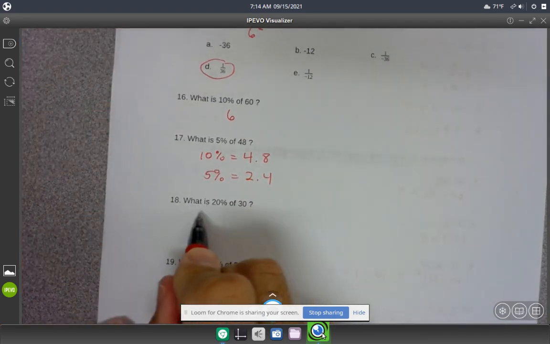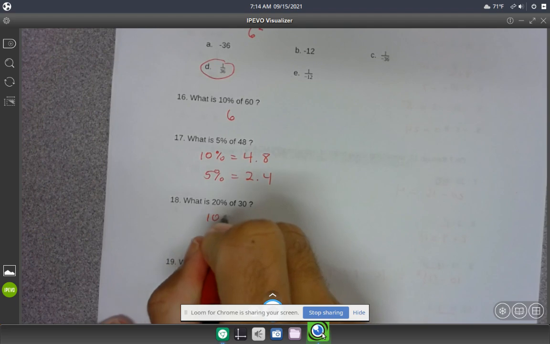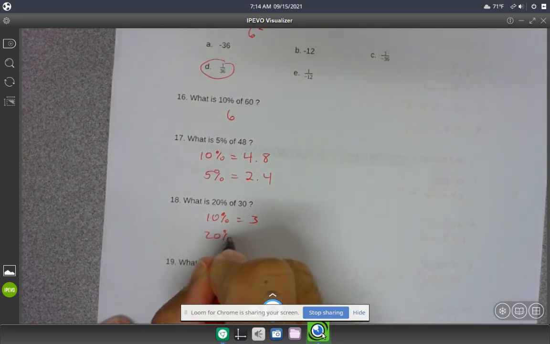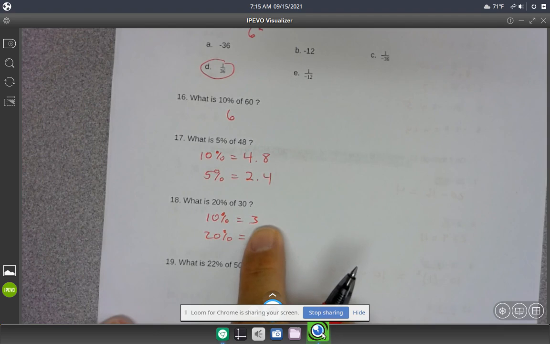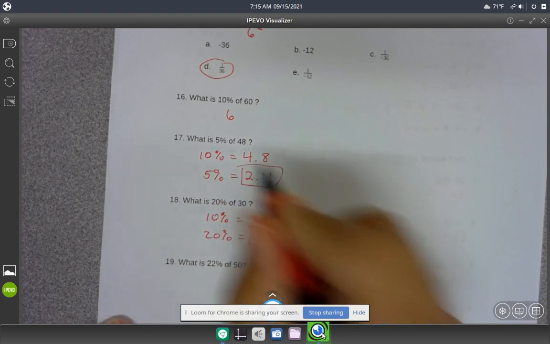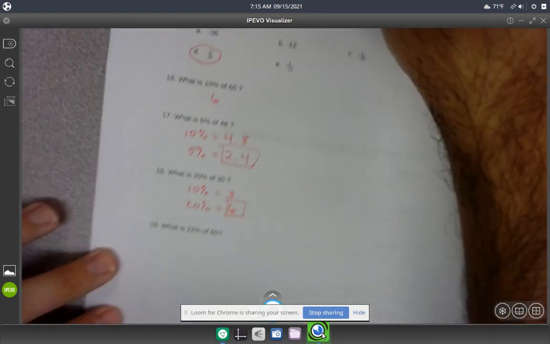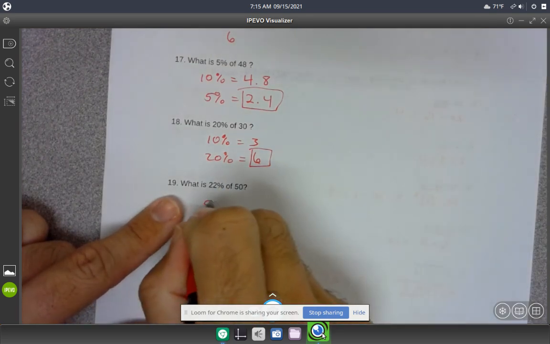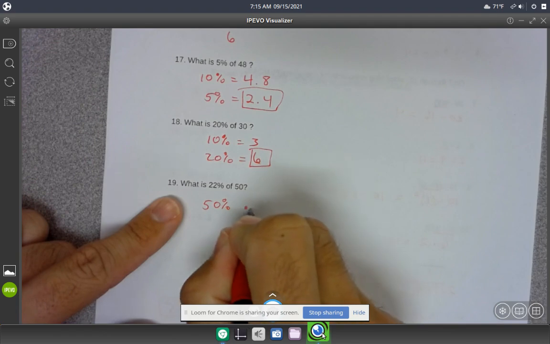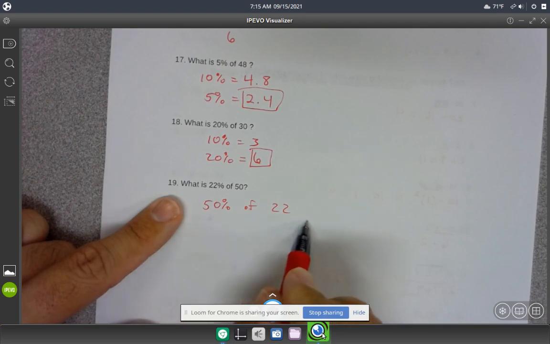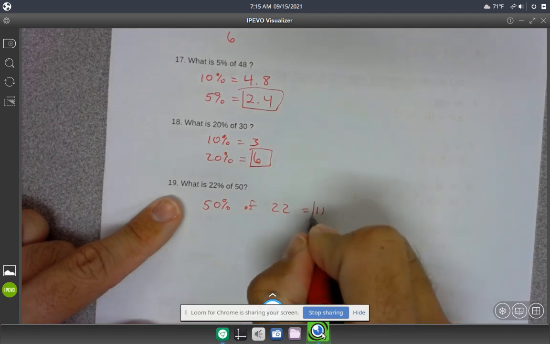All right, 20% of 30. First, you got to find 10%. That's equal to 3. And now that you know 10%, 20% is just going to be double that. I'm just going to multiply this one by 2. So it's 6. All right, number 19. 22% of 50. So the trick here is that you can swap these and think of it as 50% of 22. And now this just means half of 22, which is equal to 11.